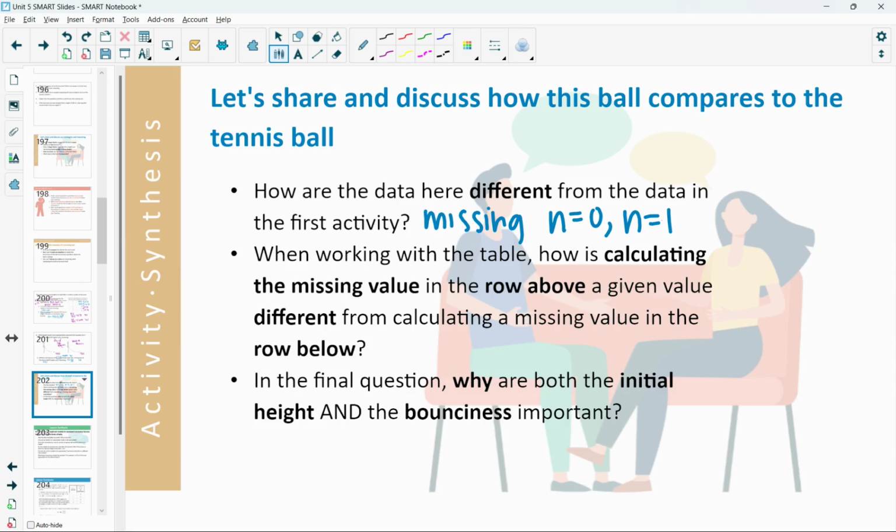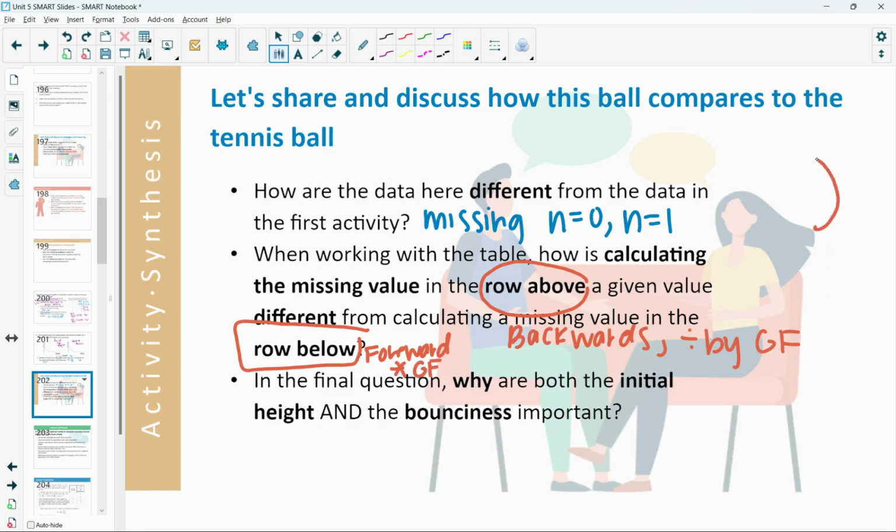So when working with the table, how is calculating the missing value from the row above different from the row below? Remember, when we were going above, this is kind of like going backwards, if you will, we ended up dividing by the growth factor. Where when you're working in the row below, this is like going forward, and this is multiplying by the growth factor. So to go up the table, we divided by the growth factor. To go down the table, we multiplied by the growth factor.